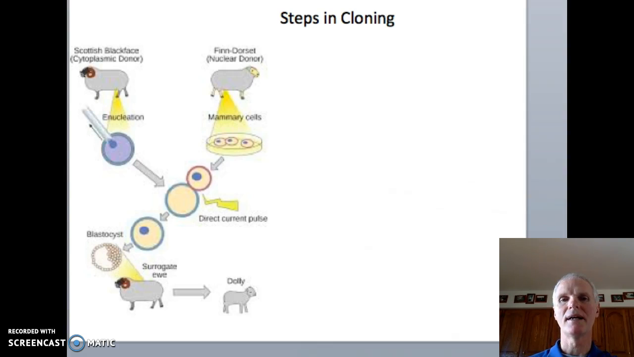They then let it develop, I believe, a few days in a petri dish, and then they have to put it in a surrogate mother, in this case any female sheep, in which the egg develops. And after 5 or 6 months, which is a gestation period for a sheep, a lamb will be born that is a clone of the sheep in which they got the somatic cell from. So those are the steps in cloning.